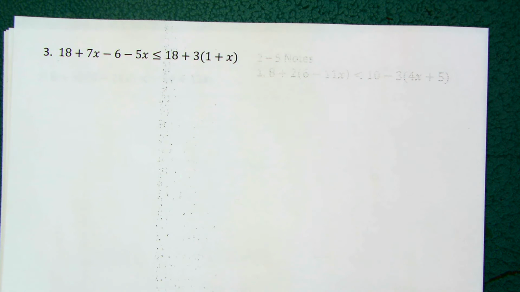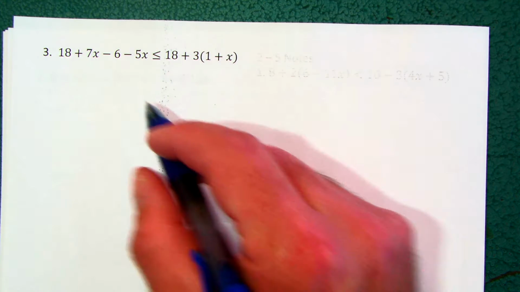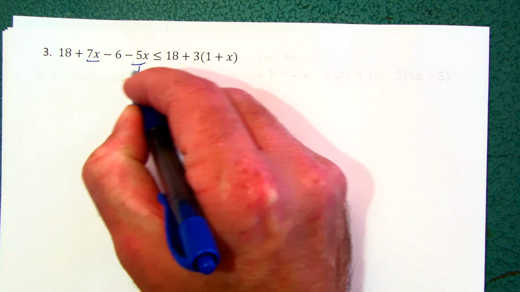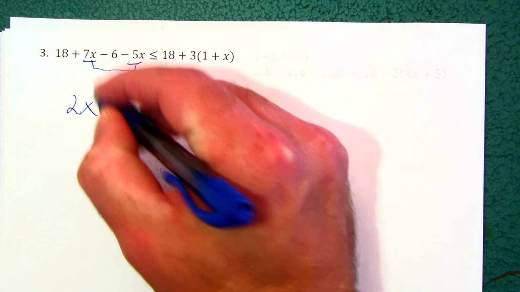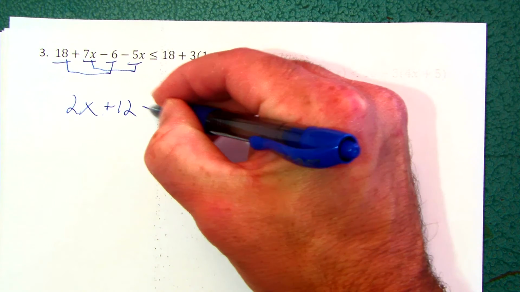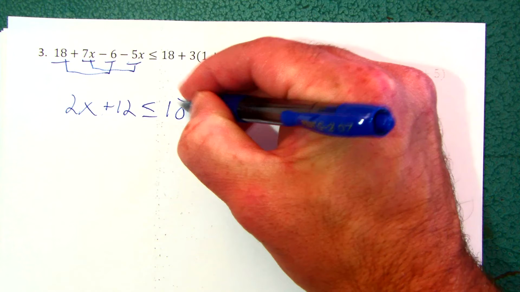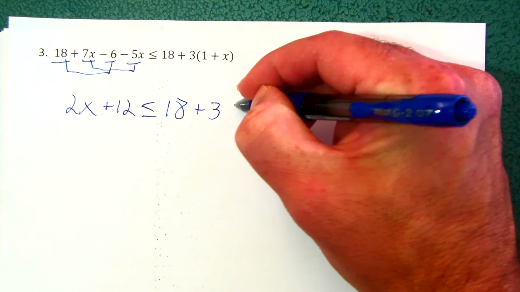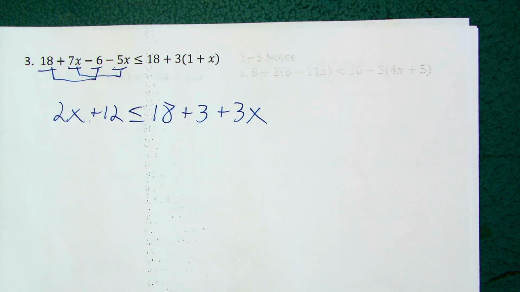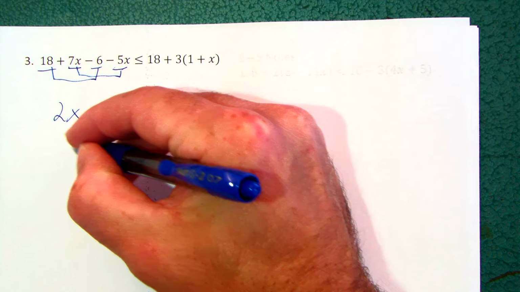All right, next up, same kind of deal here. Just a lot of like terms on the left. So 7x minus 5x is going to be 2x. 18 minus 6 is positive 12. It is less than or equal to 18 plus 3 plus 3x. So we got to combine like terms on the right side.